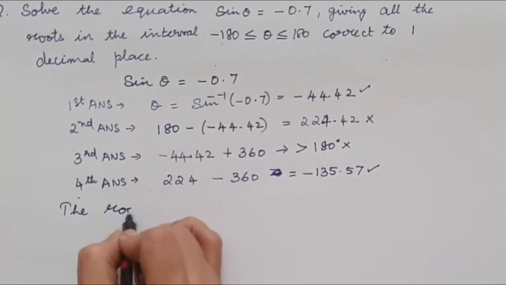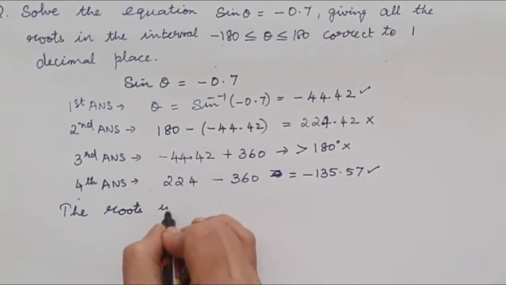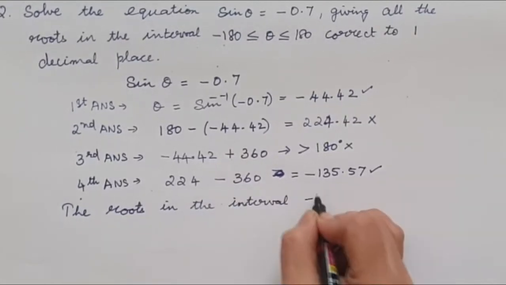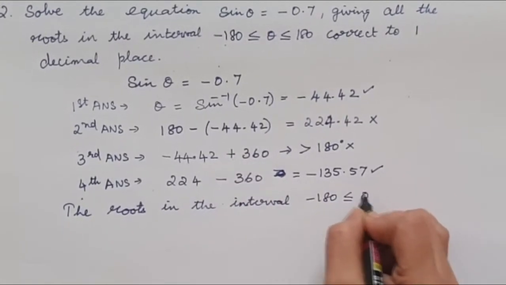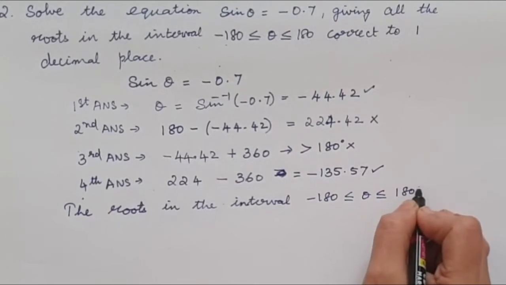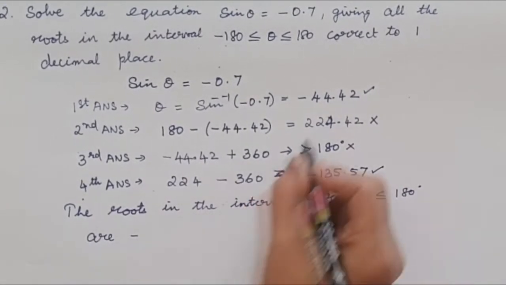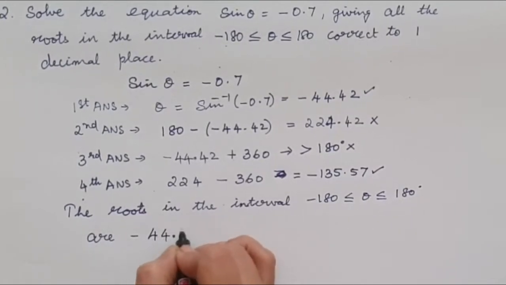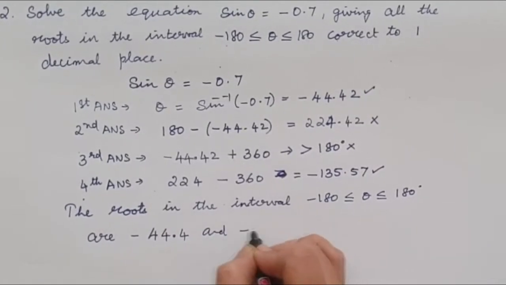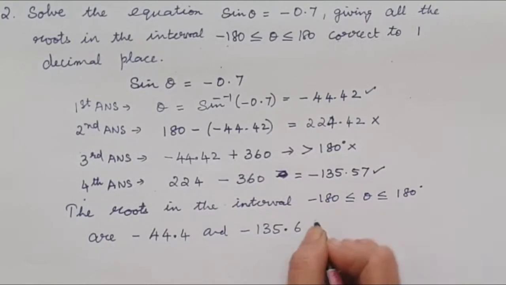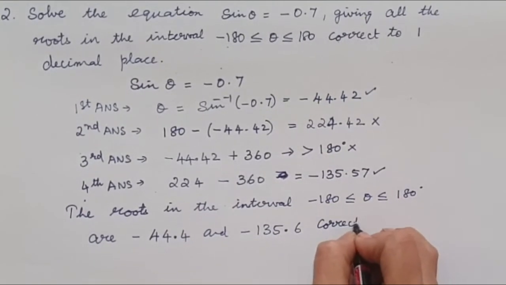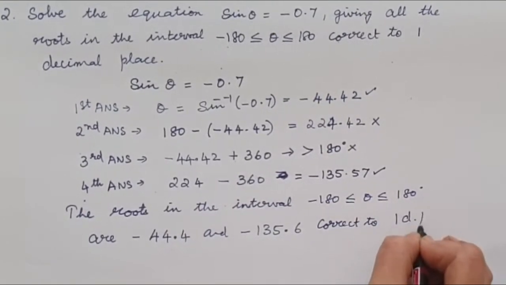So we have that the roots in the interval minus 180 less than or equal to theta less than or equal to 180 are minus 44.4 and minus 135.6, correct to one decimal place.